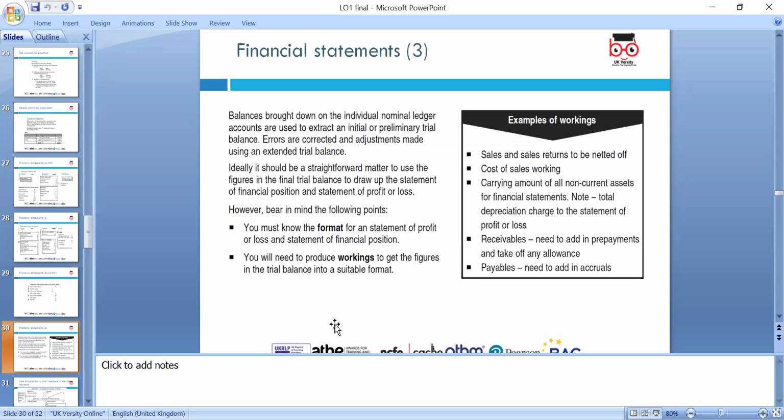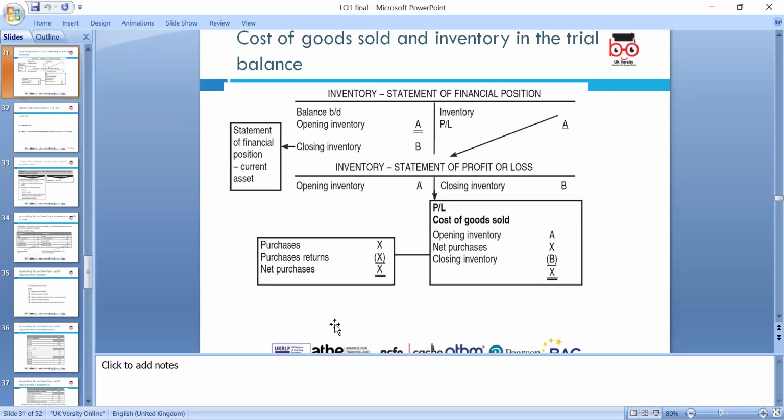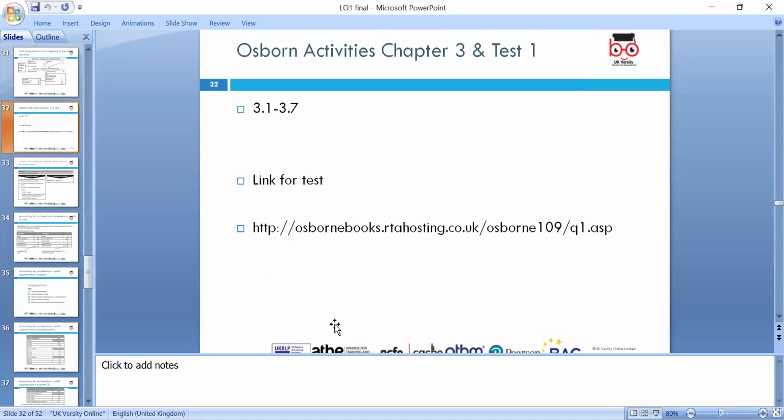Okay, so then in the financial statement, sales and sales returns need to be noted, the cost of sales, and the comparative amounts. Depreciation and receivables are adjustments which we normally need to do. Inventories, of course, should be recorded at the lower of cost and net realizable value, and those adjustments should be made accordingly.